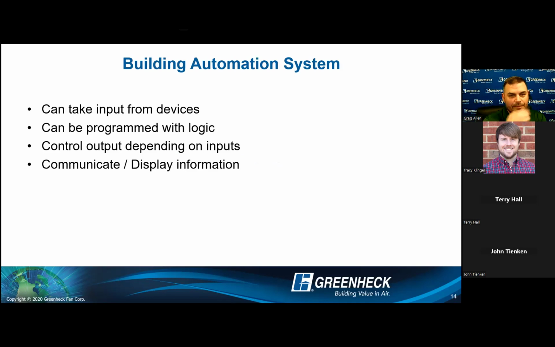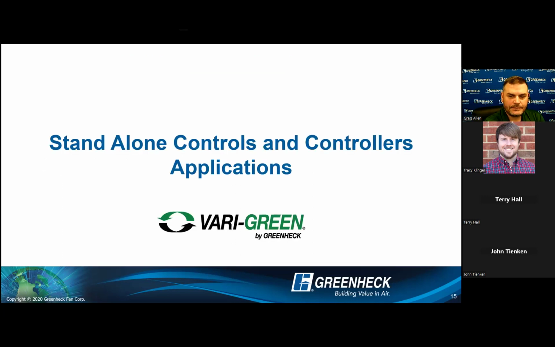All right. So, like I just said, building automation takes input from other devices, is programmed with logic, controls the output depending on what inputs are telling it, and communicates and displays information. And that communicate and display is, like I said, across the world to whoever is necessary to see what fans are running, what lights are turned on, who's accessed the building. All that information can be wrapped up into one massive controller. So here we go into standalone controls.